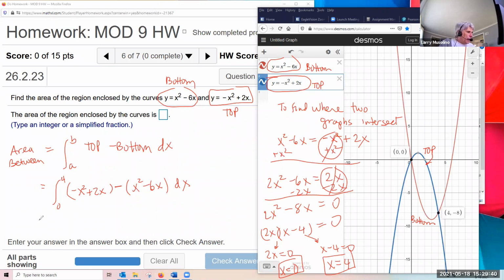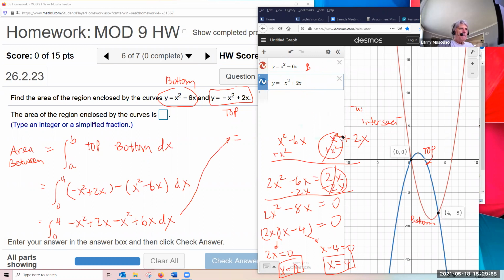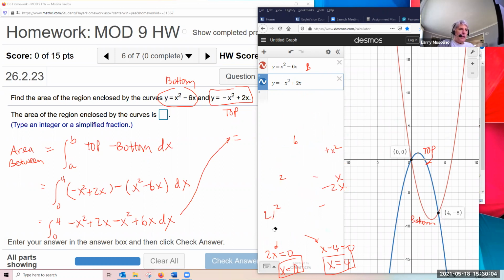All right, well, let's go ahead and work out this integral just to finish this up. This is going to be negative x squared plus 2x minus x squared plus 6x dx. All right, let me work that out up here. I'm going to erase a little of this stuff. By the way, let me highlight the area we're trying to find. We're trying to find the area between the two curves. So we're really trying to find this red area in between these two curves. That's our goal.